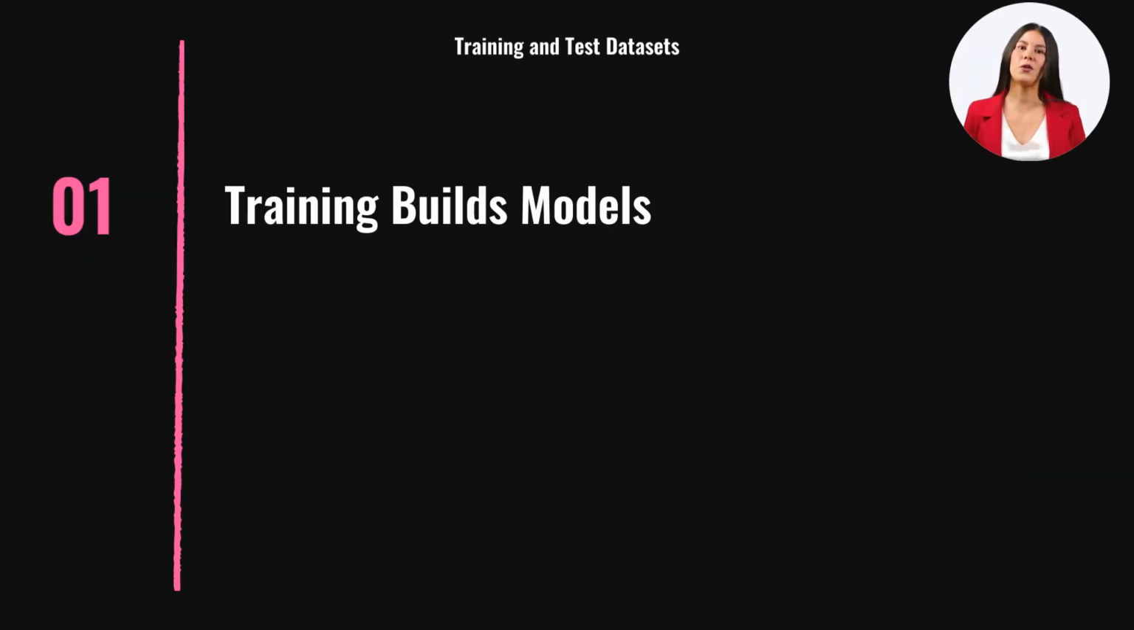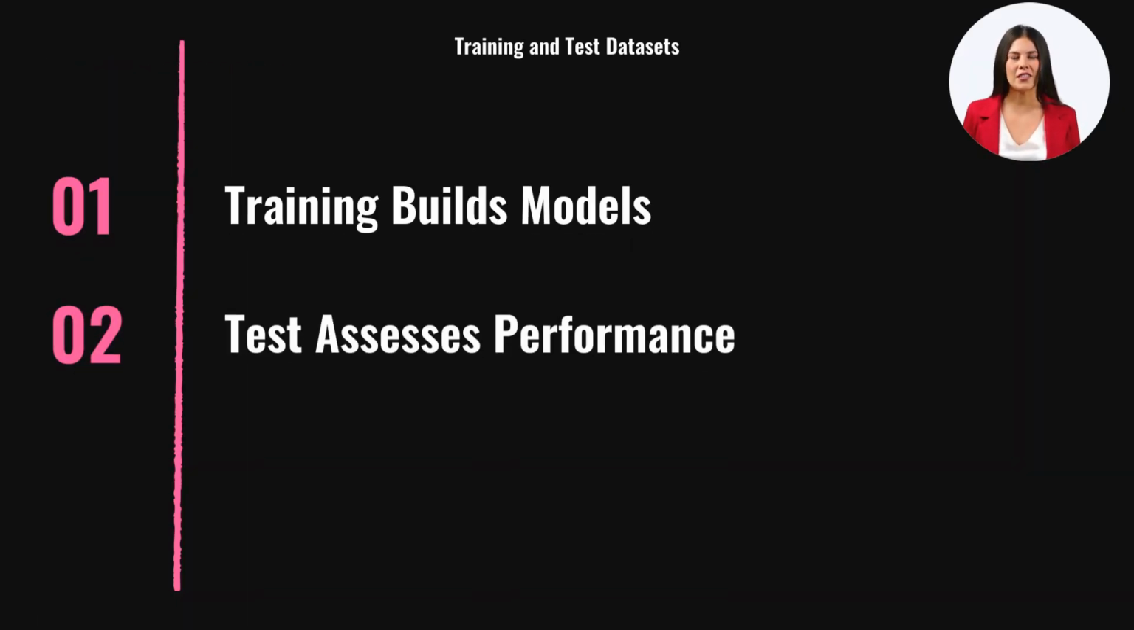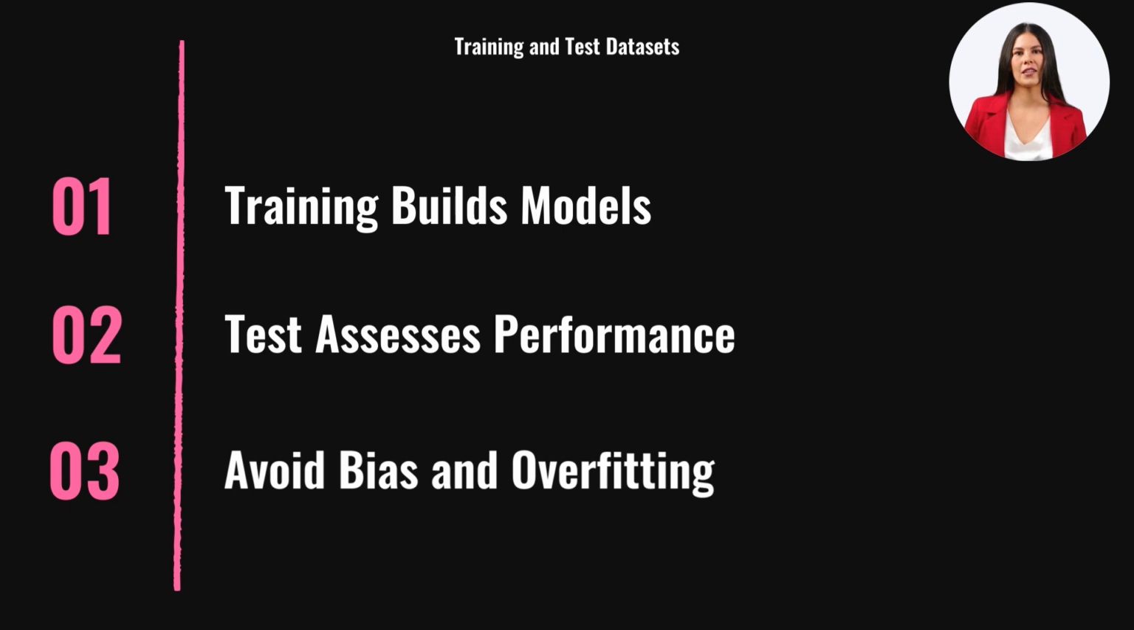Training datasets build models, while test datasets assess their performance. Properly splitting these datasets is crucial to avoid bias and overfitting, ensuring model accuracy. Representative datasets are essential for reliable predictions. Next, we'll explore how platforms like Kaggle provide diverse datasets for various machine learning applications.